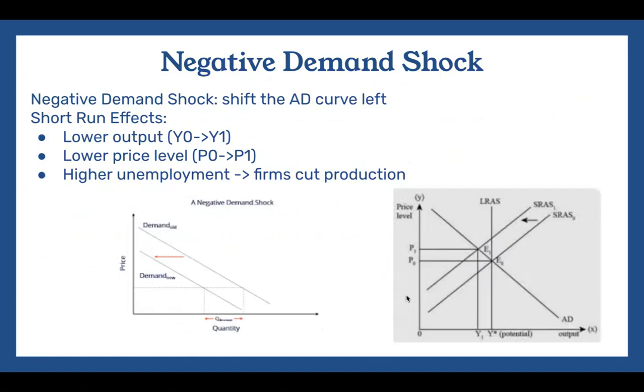A negative demand shock would ultimately shift the aggregate demand curve to the left, and some effects in the short run would include output would lower, as well as the prices. Because these two lower, companies would have to lay off workers, leading to higher unemployment, meaning that the firms would ultimately have to cut production.